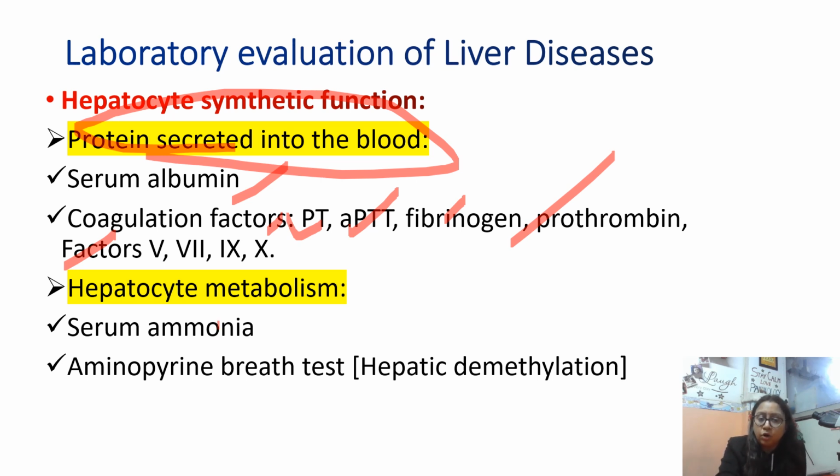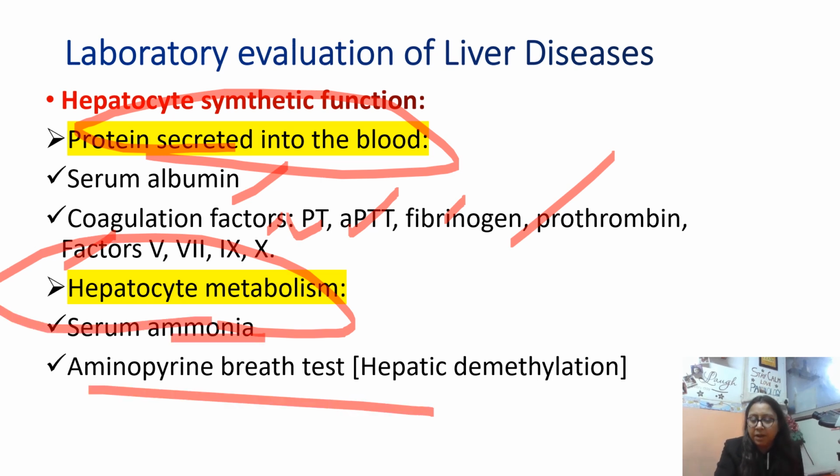Then hepatocyte metabolism के लिए we need to see serum ammonia, or we can go for aminopyrine breath test. So hepatic demethylation can be detected. So these are the basic: hepatocyte integrity हो गई, biliary excretory function और hepatocyte synthetic function.